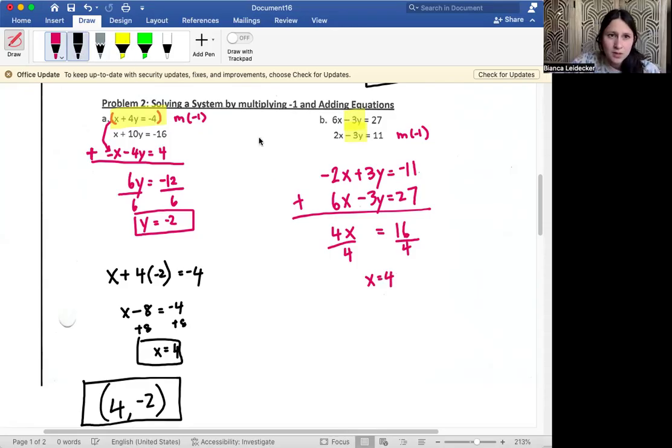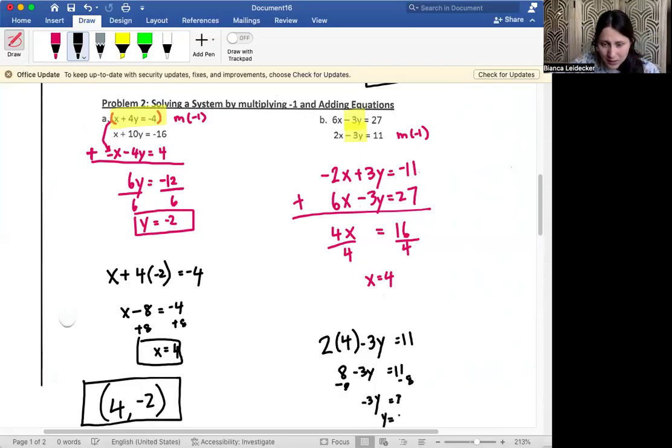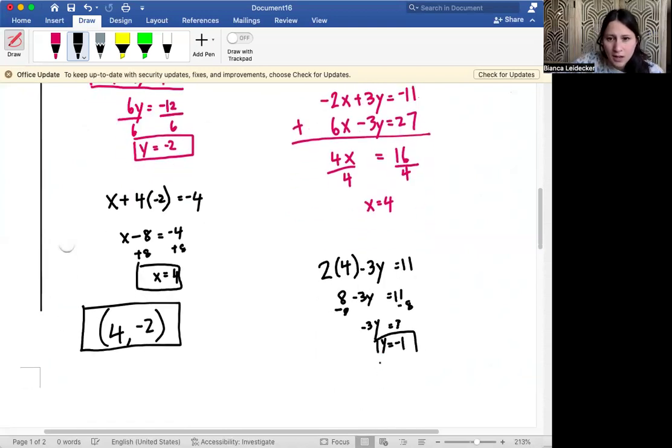Okay, then substitute in your x value in place of one of the equations. I'm going to pick the second one to replace. 2 times 4 minus 3y equals 11. 8 minus 3y equals 11, minus 8 on both sides. And I have -3y equals 3. Divide by -3, y equals -1. And my solution is 4, -1.